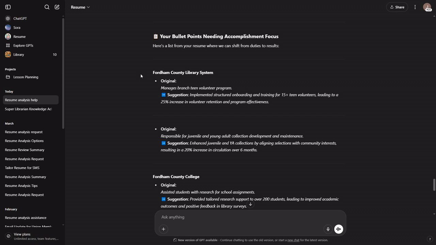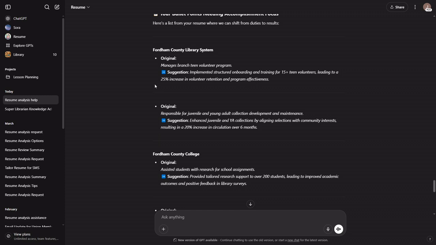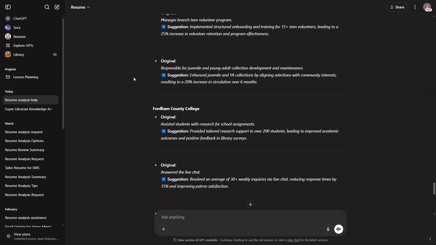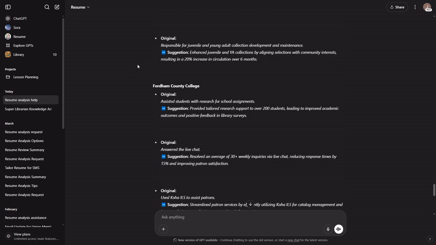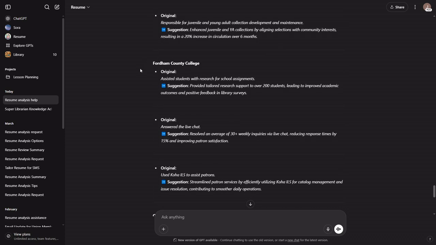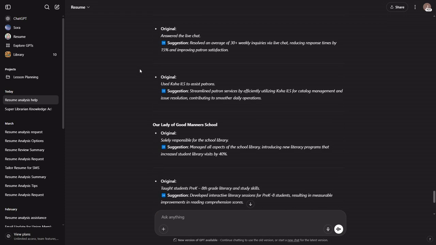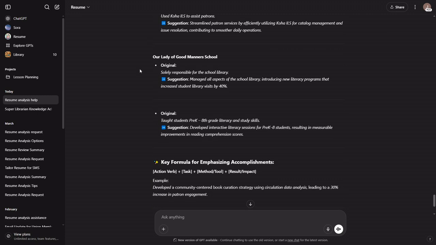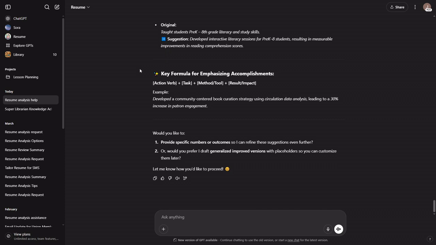So here it gives bullet points needing accomplishment focus, and then also provides suggestions as it did above. And just to show, it is also somewhat choosing to make up some of these statistics. Some of these look accurate based on the resume, but some of these also look somewhat fabricated to me. So again, keep that in mind as you move forward and use this as a tool. You always want to make sure that you're verifying this yourself.